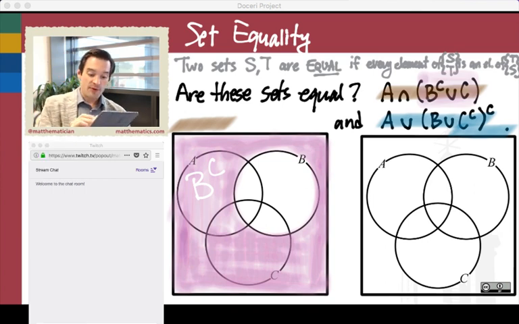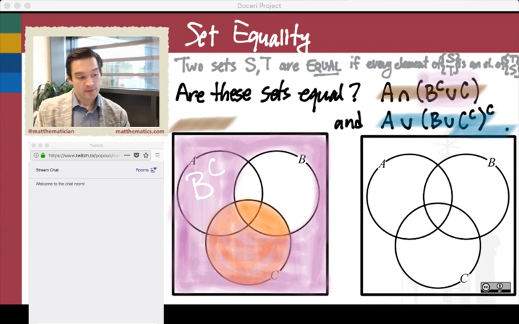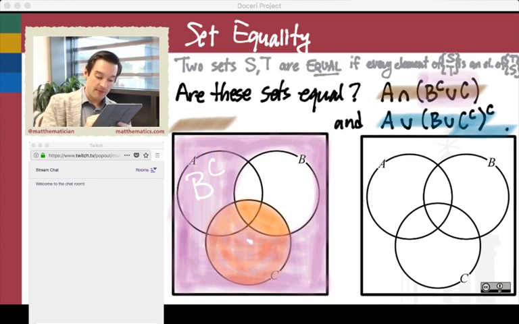But now I'm supposed to union that with C. So everything which belongs in C also has to be a part of my final shaded set here. Some of C already is. So this bit of C has already been shaded. But the bits of C that aren't yet shaded, we will have to add. So this little crescent there in the middle also has to become a part of my final set.